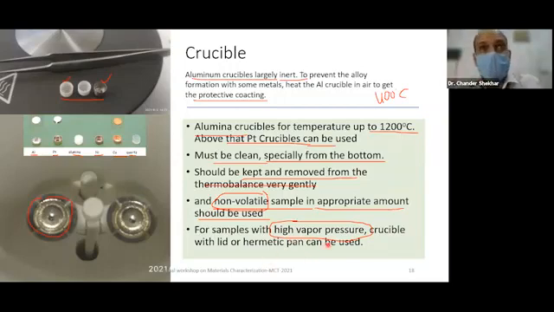And if the material is high vapor pressure or volatile, then a hermetic pan can be used, which essentially is, suppose this is an aluminum crucible. On top of that, an aluminum cap is kept, and that is mechanically pressed, mechanically sealed basically. At the top of this encapsulation, a small hole is created in order to equilibrate the pressure. In that manner, samples having high vapor pressure or volatile samples can be characterized using DSC.